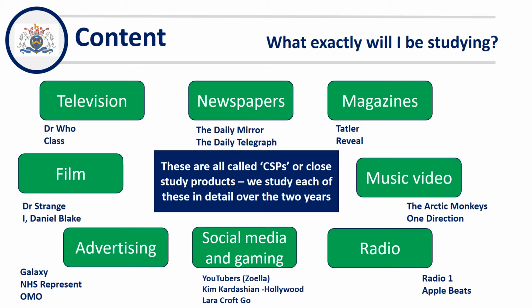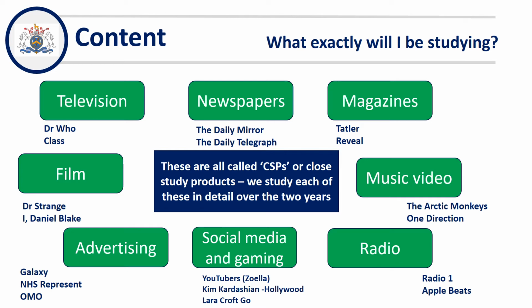So obviously it's all there for you to have a little look at, but I'll just pick a few out for you. So for example, my year 10s at the moment, we're looking at social media and gaming. Okay, so we started off looking at YouTubers and we looked specifically at Zoella. That will change by the time you come to do GCSE media, but it will still be looking at YouTube and the rise of YouTube and how YouTubers market themselves. We also are looking at the moment at Kim Kardashian, Hollywood, which is a mobile game, and we're looking at Lara Croft Go and a little bit of the history of gaming.